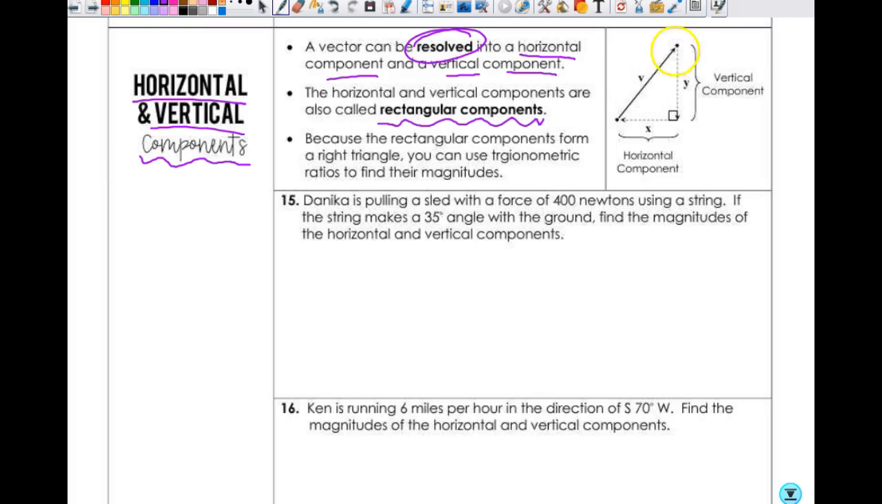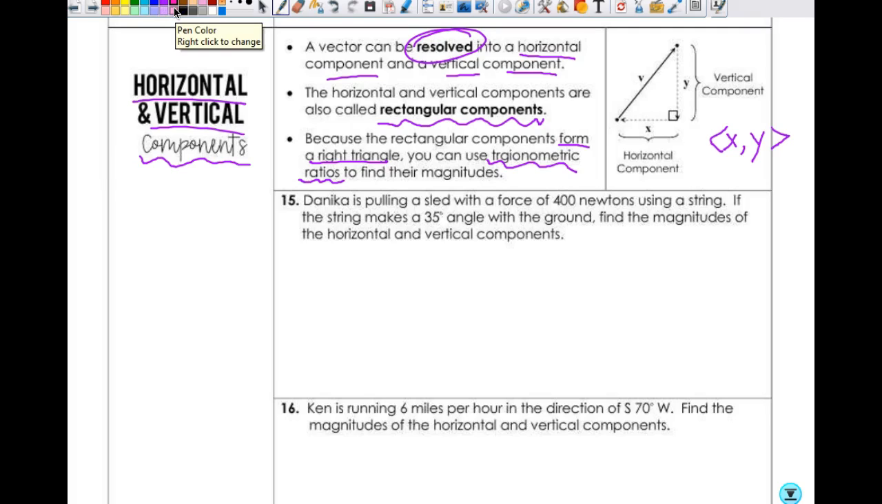So whatever this vector is, it has an x coordinate or an x component and a y component. This is your left, right. This is your up, down. Just like when you plot points, it's just not a point that you're plotting, right? So it says because the rectangular components form a right triangle, you can use trigonometric ratios to find their magnitudes. So let's look at 15.